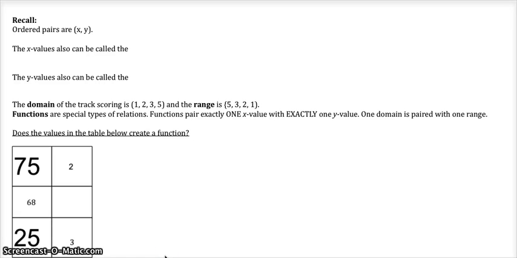Okay, we're going to go back to our ordered pairs being x, y with our coordinates. And a little review: x values also can be called what? We have some different names for the x values. Does anybody remember them? They can be called, get a darker color, the domain.